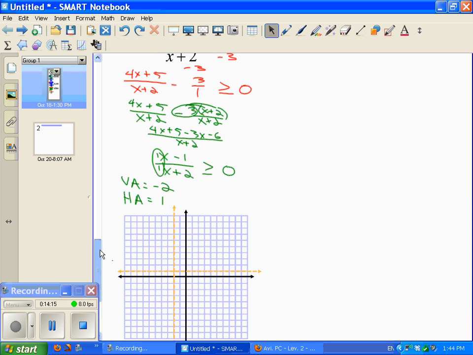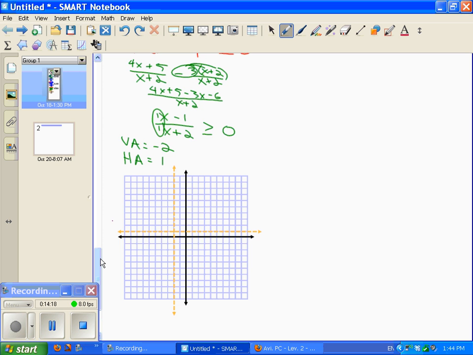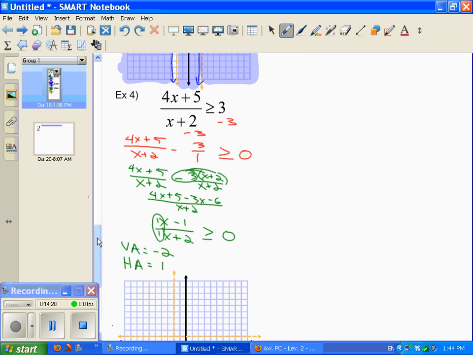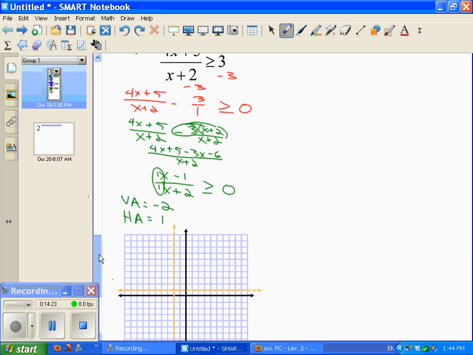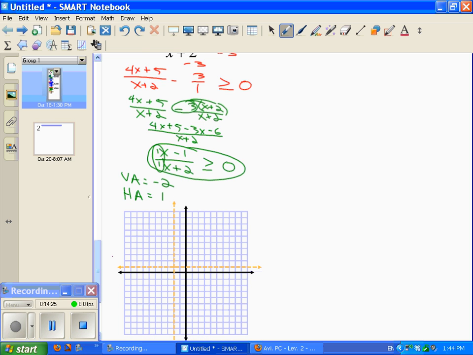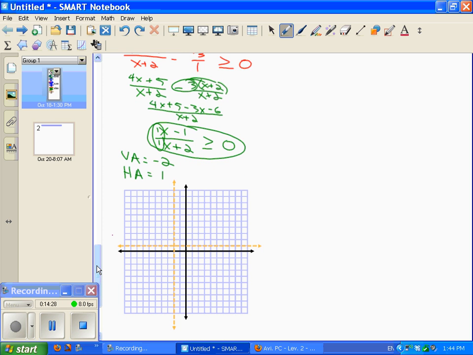So we have to decide what's happening with my shapes. I want to graph this, and it doesn't really matter what we plug in. If I plug a 0 in here, I'm going to get negative 1 over positive 2, which is negative 1/2. If I plug in a 3, I'm going to get 3 minus 1, which is 2, over 3 plus 2, which is 5. I'm going to get 2/5.